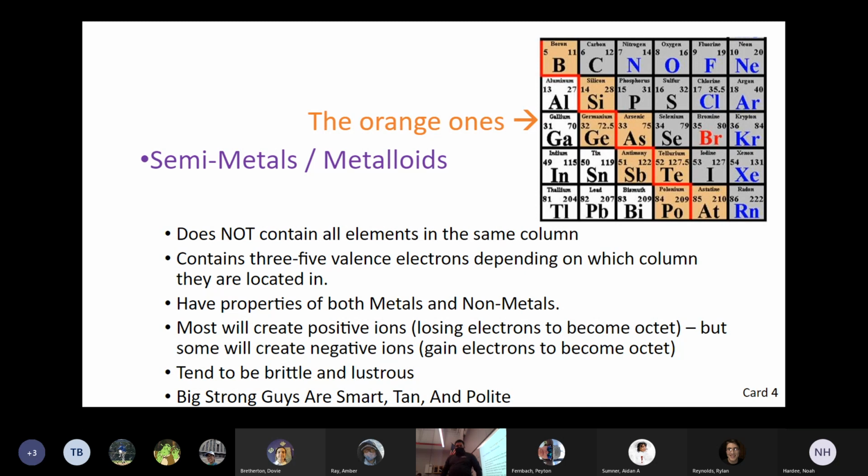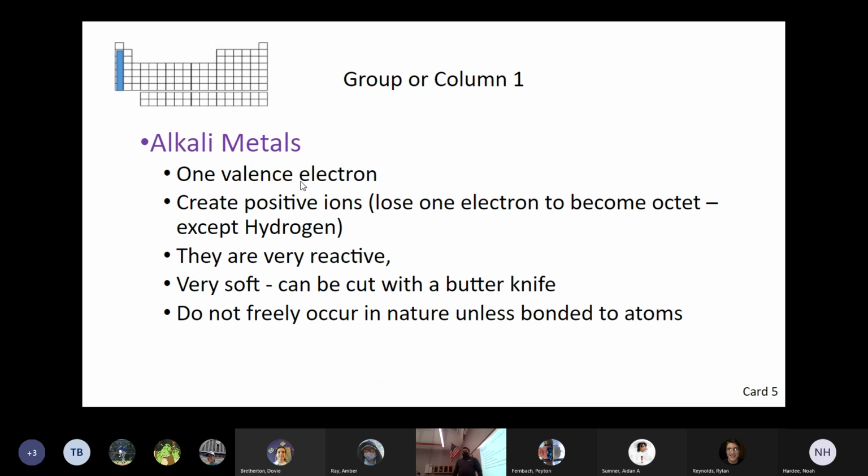All right, card number 5. This is the first column, all the way over to the left, up and down, first column. They are called alkali metals. The very first column, remember, hydrogen is not a metal. The very first column is called alkali metals. Because they are in the first column, they have one valence electron.